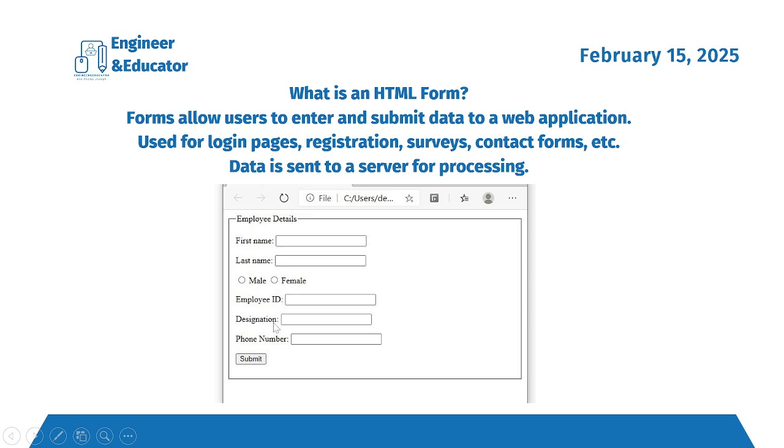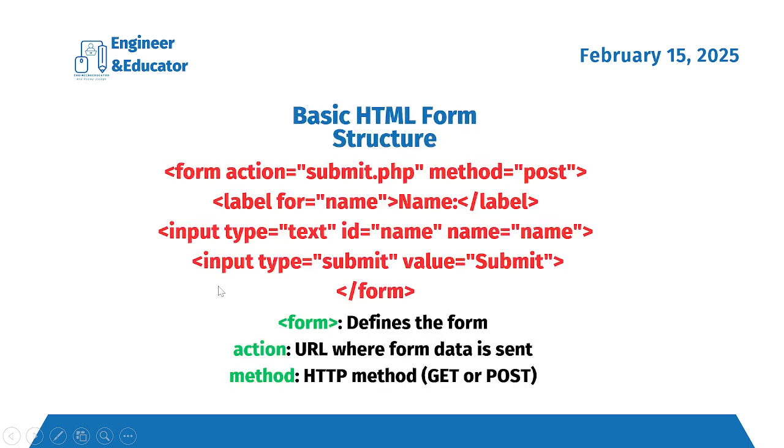Then the text area. Here there is no text area given in this form. A text area is for inputting more than one line. For large text blocks like feedback, comments or messages, we make use of the text area. Then select and option for drop-downs. Then the button tag, which is used to submit or reset the form.